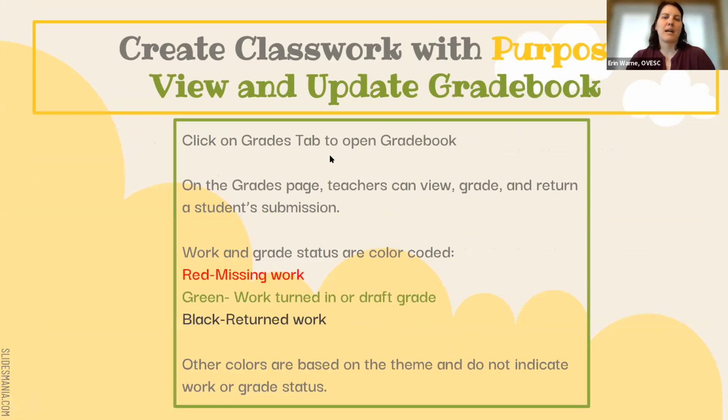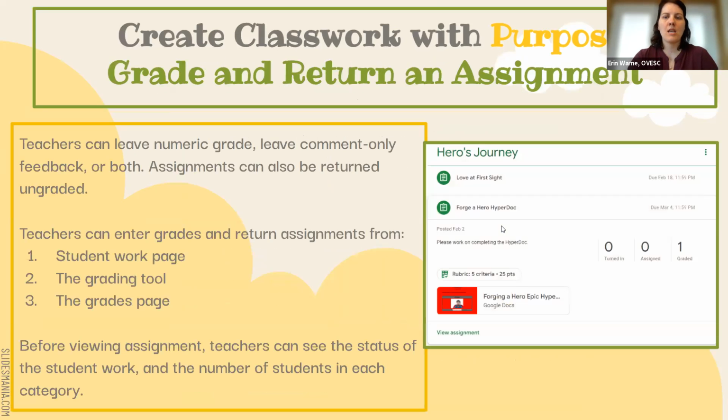Whenever you're grading, if you see anything in red, it means you're missing work. Anything in green means it's turned in or it's in a draft, and anything that's black, you've returned back to the students. So whenever you're going through your gradebook tab and you're seeing those different colors, that's what that means. When you are grading, going into the grade and returning an assignment, you can grade from the student work page, from the grading tool, and from the grading page.